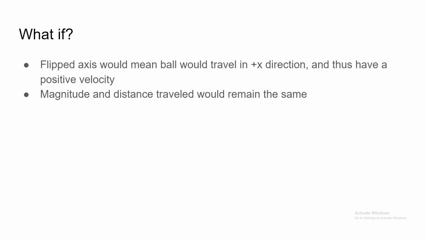If we were to flip the axes, the ball would then travel in a positive x direction and thus have a positive velocity. However, the magnitude and distance traveled would remain the exact same. Only the velocity sign would change.